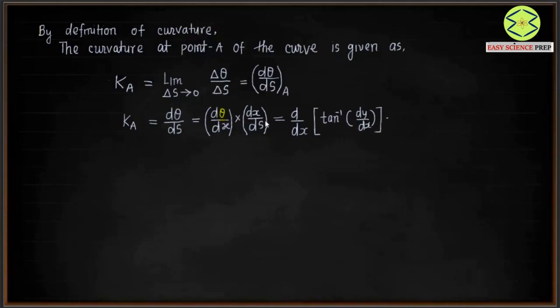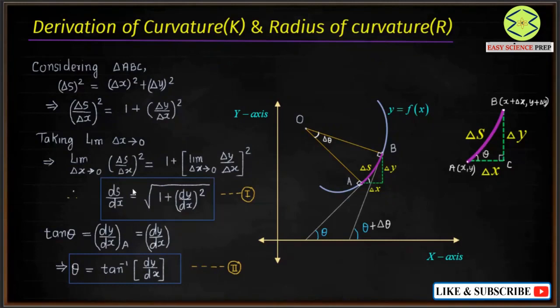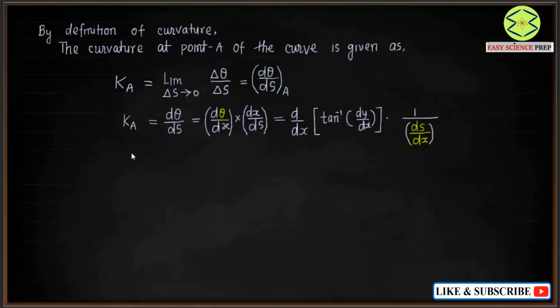And the second part we have is dx by ds. This is nothing but 1 divided by ds by dx. If you look at this particular term, we have already calculated it in our previous steps. We already calculated ds by dx, that is square root of 1 plus dy by dx the whole square. So I can substitute the value of ds by dx into this equation. Now it will be simplified further, and you should be getting the curvature at point A.